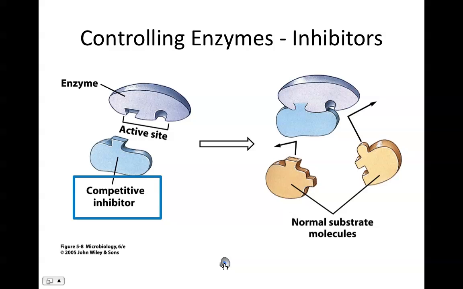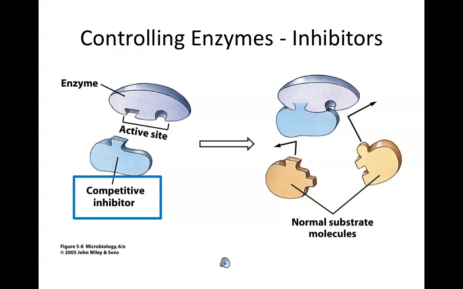Now, there are lots of ways that we can control enzyme function. One possible way is essentially a competitive inhibitor, a mimic, a molecule that has part of the structure of the original substrate, but it is not the substrate.